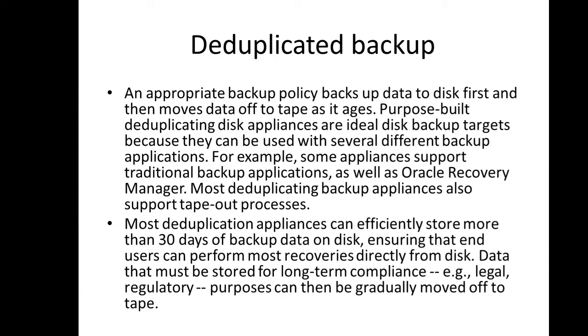Deduplicated backup. An appropriate backup policy backs up data to disk first and then moves data off to tape as it ages. Purpose-built deduplicating disk appliances are ideal disk backup targets because they can be used with several different backup applications. For example, some appliances support traditional backup applications as well as Oracle Recovery Manager. Most deduplicating backup appliances also support tape-out processes.